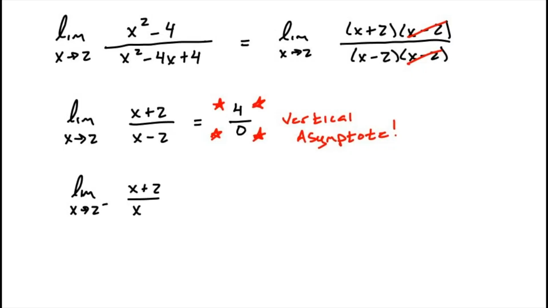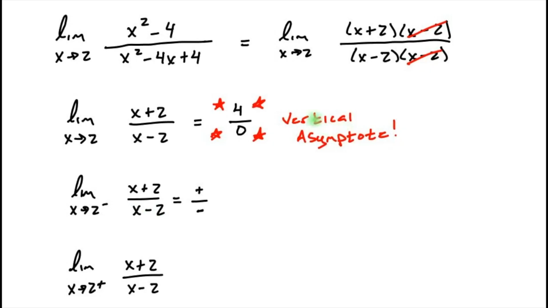I have to check the limit as x approaches 2 from the left of x plus 2 over x minus 2, and the limit as x approaches 2 from the right of x plus 2 over x minus 2. Since we know there's a vertical asymptote, we know the answers can only be positive infinity or negative infinity. So when I check values of x that are a little bit less than 2, I only care if my answer is going to be positive or negative. And when I plug in something slightly less than 2 to the numerator, I'm going to get a positive value. But when I plug in like 1.9 to the denominator, I'm going to get a negative value.